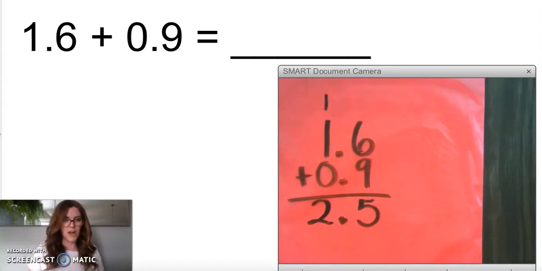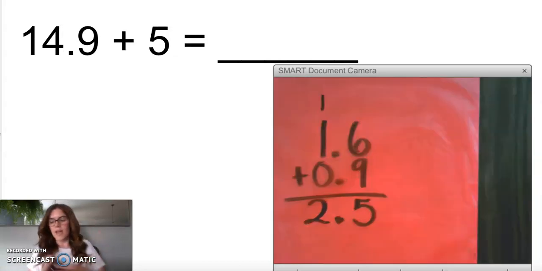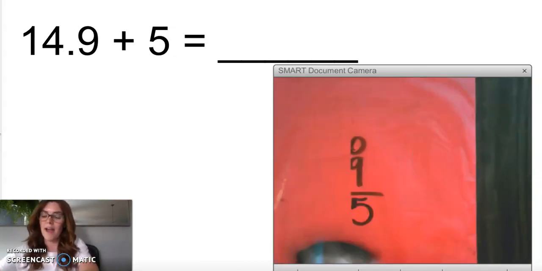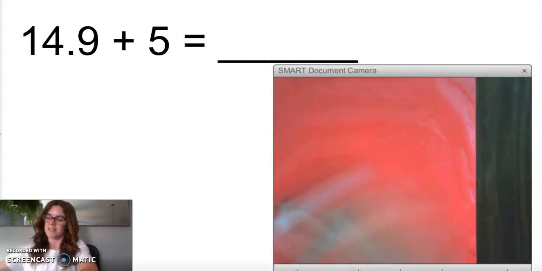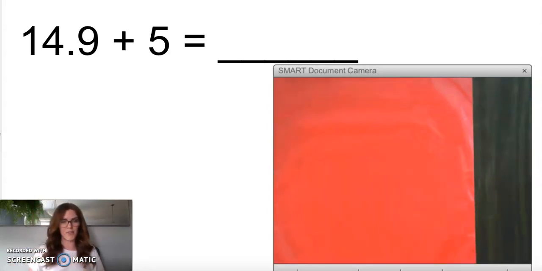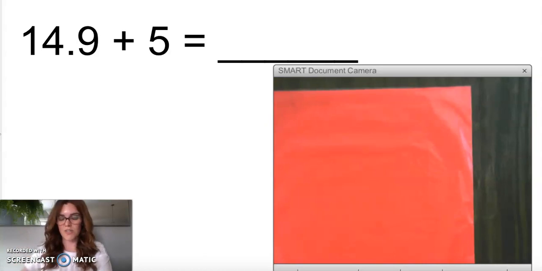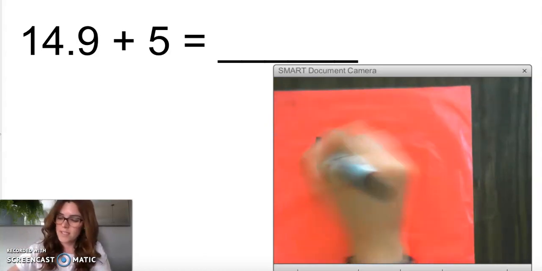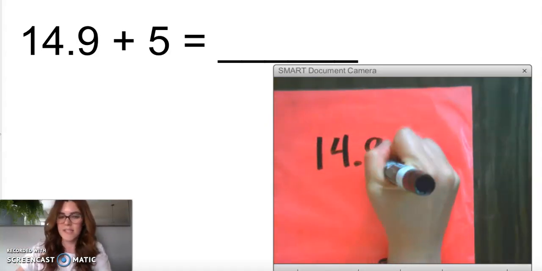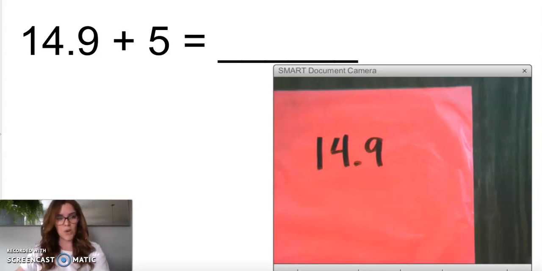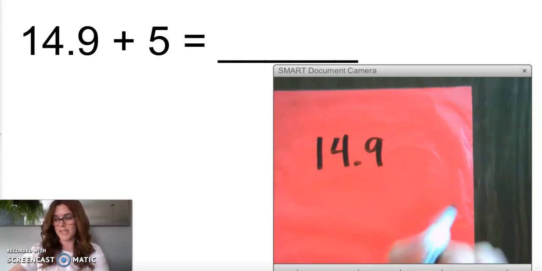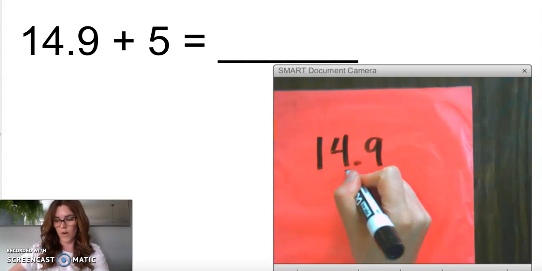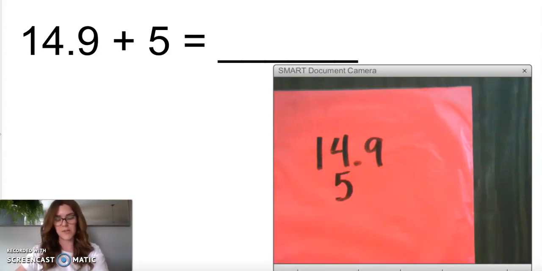Here we go. Our next example, we have one number that has a decimal and one number that doesn't. And I'm going to show you how to quickly add those. So we need to stack those on top of each other. We have 14 and 9/10, and then we have the number 5. So we know that 5 is in the ones place value, so we're going to put that under the 4, which is also in the ones place value.